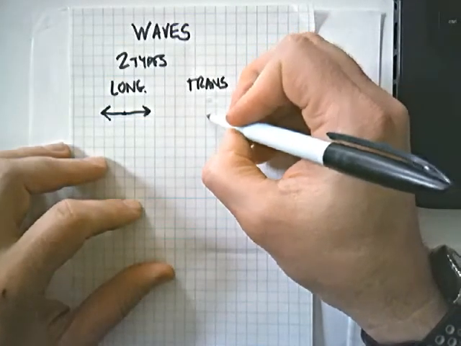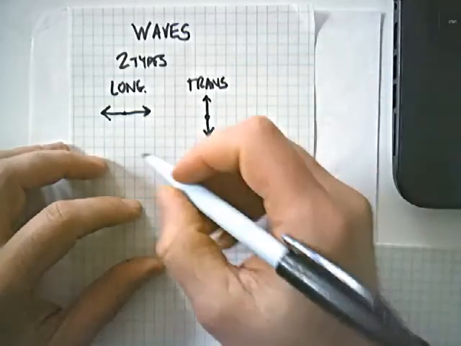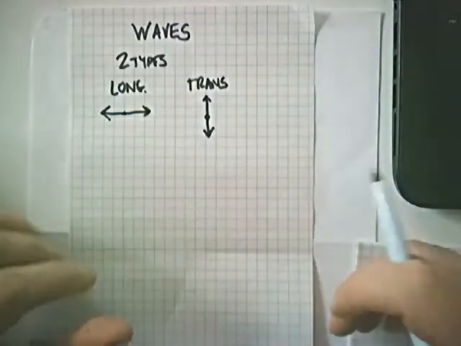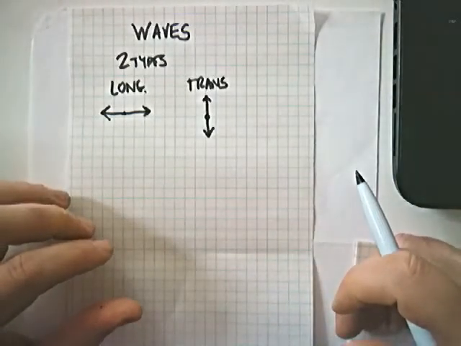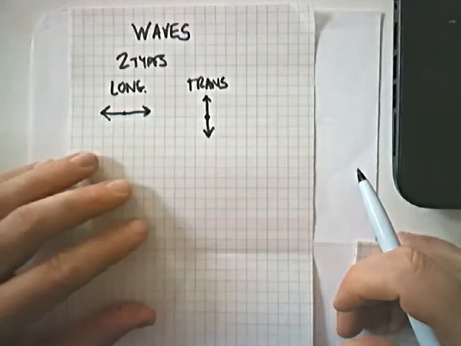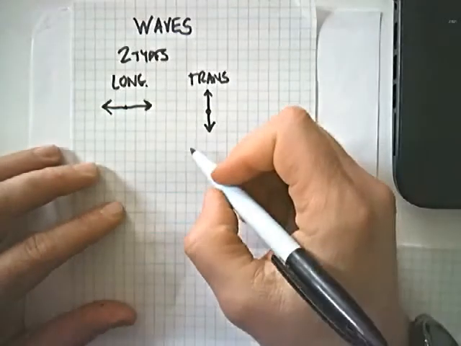Transverse waves, on the other hand, move vertically. So that's a good way to distinguish. If the object is moving up and down, we say it's transverse. If the object is moving left or right, or based on compression, we say it's longitudinal.